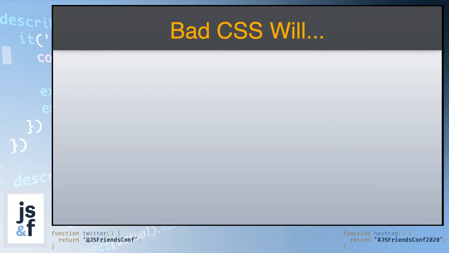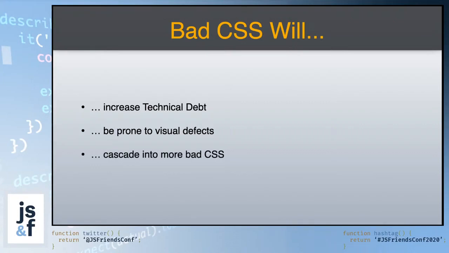So bad CSS is very problematic. Part of the reason it's problematic is because it increases technical debt. It is very prone to visual defects. And probably the worst sin of all is it's going to cascade into more bad CSS. For one of my recent jobs, when I came on, I was met with a team of very talented full-stack developers. These guys were in charge of building applications that were customer-centric and were dealing with really important, sensitive information. Yet these awesome rockstar developers spent most of their time dealing with what felt to be trivial CSS bugs.